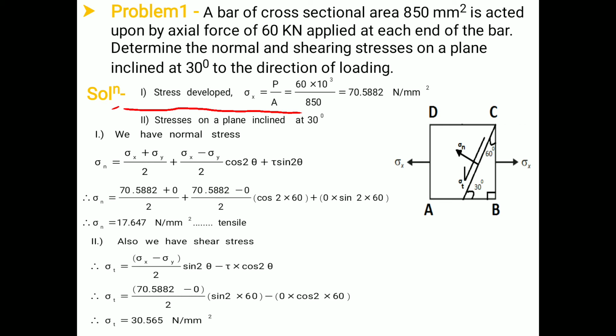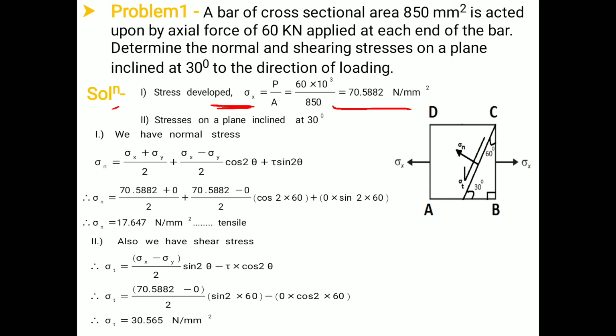The value of P is 60 kN. We have to convert it into Newton, so it becomes 60 into 10 raised to 3 Newton divided by the area. Area is 850 mm square. So 60 into 10 raised to 3 divided by 850 will give you the value of sigma x, the stress which is acting along the x direction. That value is 70.5882 Newton per mm square.